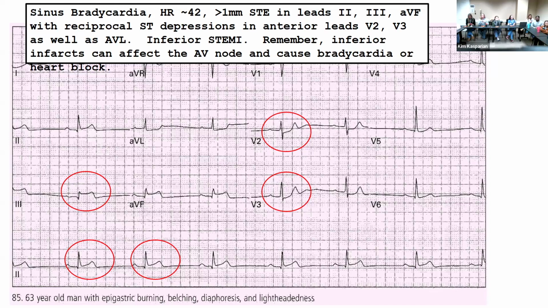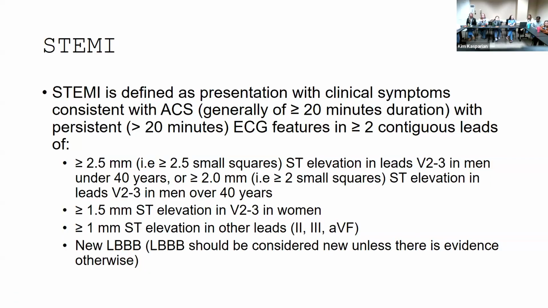Something that's also significant is the heart rate is very slow. That's because the RCA supplies the AV node a lot of times. So it's common for people who have an inferior infarct to hit their AV node, and they can have either sinus bradycardia or complete heart block or high grade blocks associated with them. That's one of the scary things about inferior.